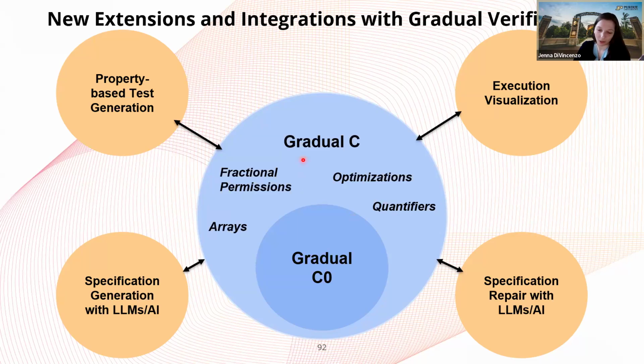And we're thinking about targeting C. To get to C, there's a lot of really interesting questions on how do you gradualize fractional permissions, quantification, and specifications. There's tons of optimizations we need to do on both the static and dynamic side. We don't support arrays very well because we don't have quantification. So there's a ton of interesting technical questions in gradual verification that still exist that we're working on.